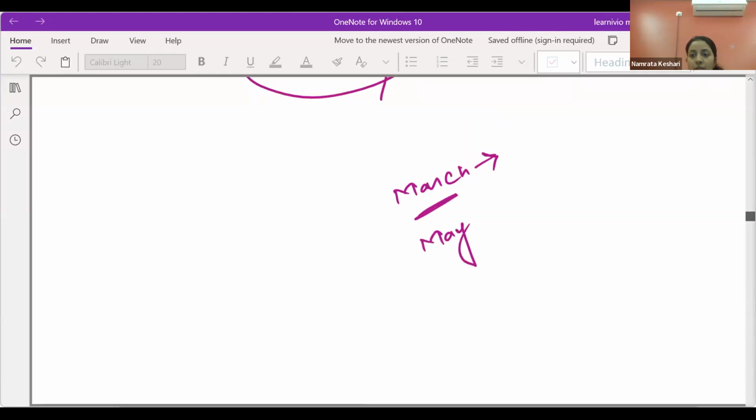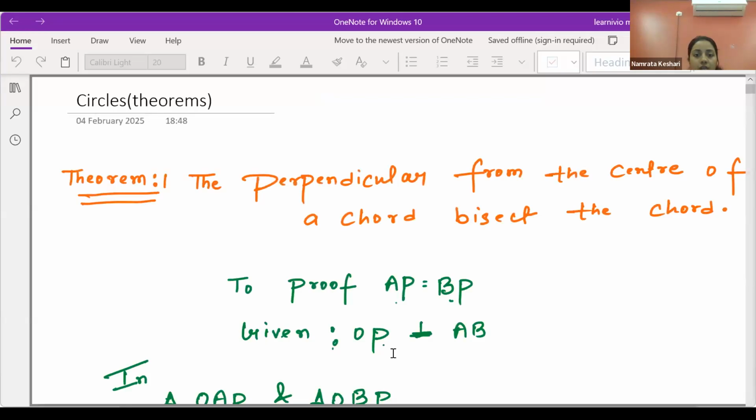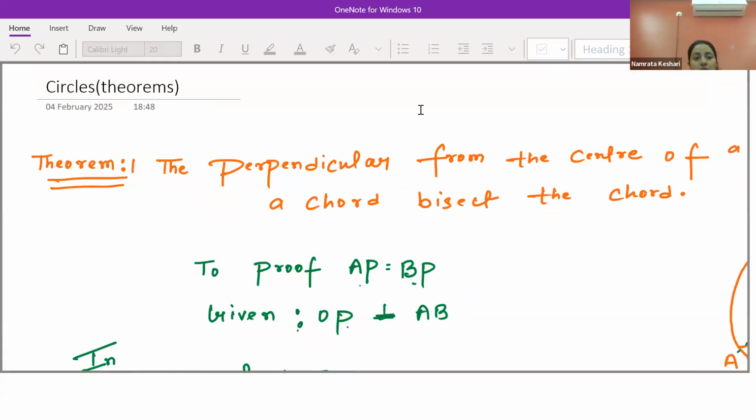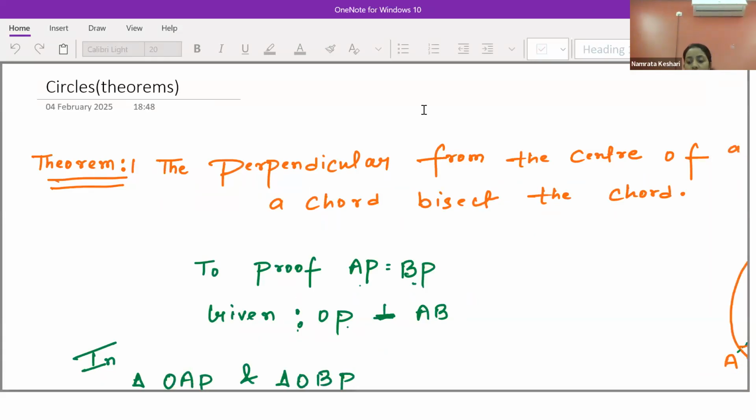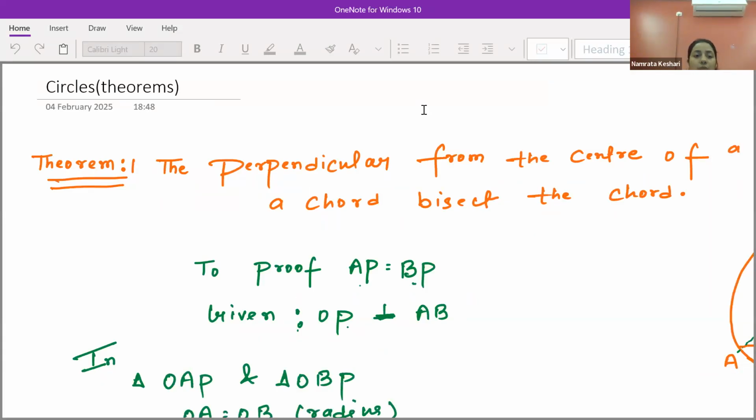One day we will be completing all the theorems of circles, one day quadrilaterals, and we are done. These two are the theorem-based chapters. So many theorems are there. If we discuss them over here, a brief discussion, then it will help you in your preparation.